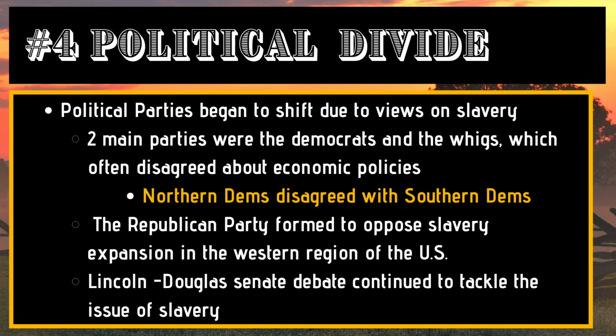The fourth cause for the Civil War is going to revolve around political divide. Political parties began to shift due to views on slavery. At this point, there were two main political parties, the Democrats and the Whigs, which often disagreed about economic policies. Northern Democrats often disagreed with Southern Democrats on various issues, including slavery. At this time, the Whigs began to decline and the Republican Party begins to form to oppose slavery.